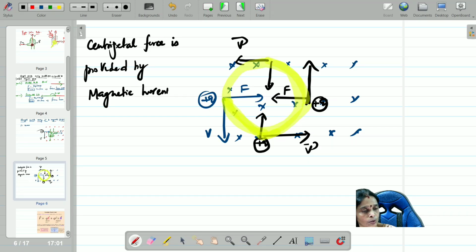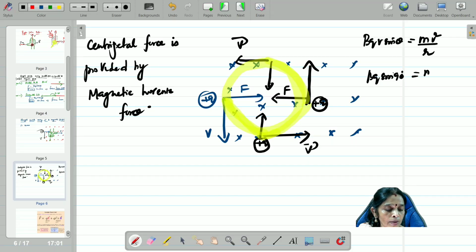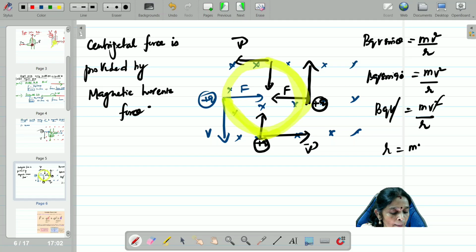Magnetic Lorentz force. Since centripetal force is provided by magnetic Lorentz force, I can say that BQV sine theta is equal to mv squared divided by r. So BQV sine 90 degrees is equal to mv squared by r. Sine 90 is 1, so I can write BQV is equal to mv squared by r. Now V gets cancelled, r is equal to mv by BQ. So you found out the radius.